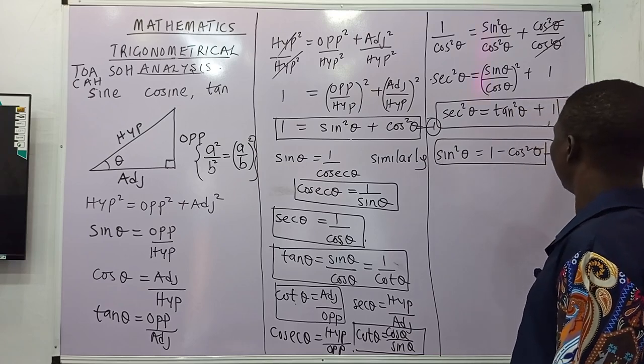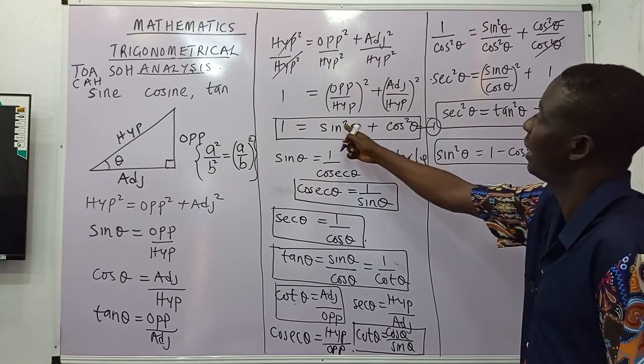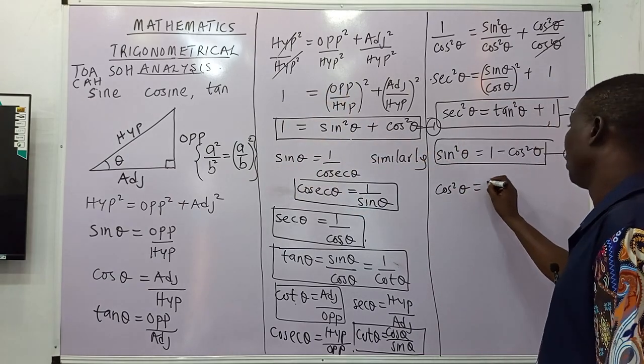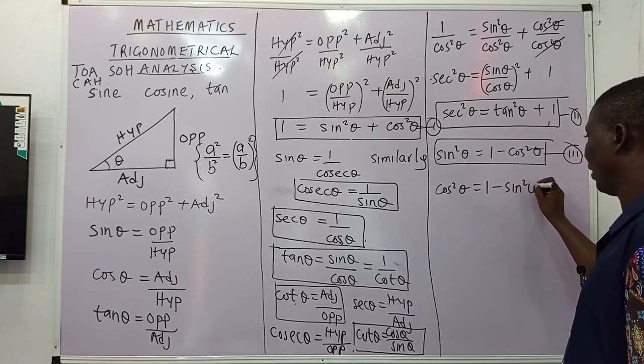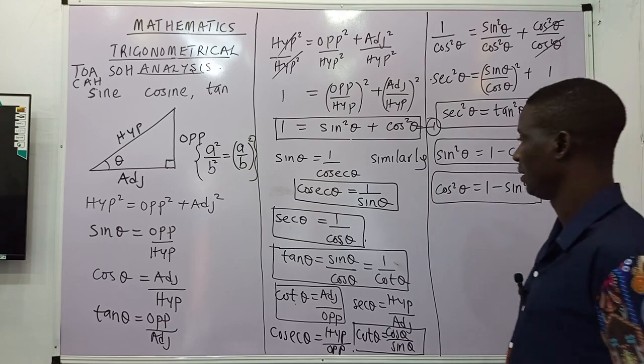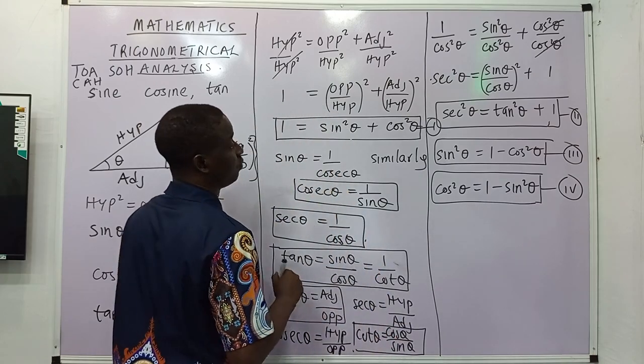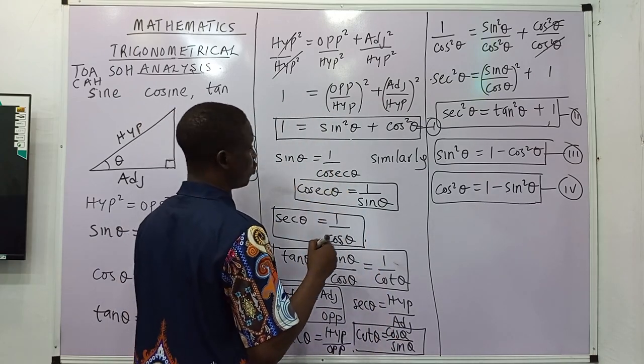Similarly, let's call this one equation 3. That means cos square theta, if you make this the subject of the formula, take this one to the other side, becomes 1 minus sine square theta. So this one, let's call it equation 4.